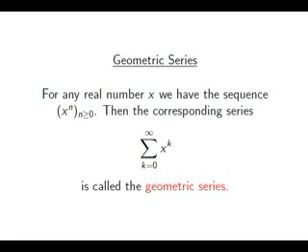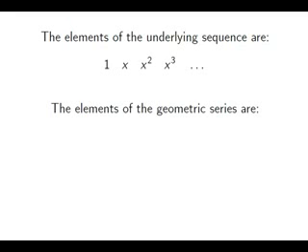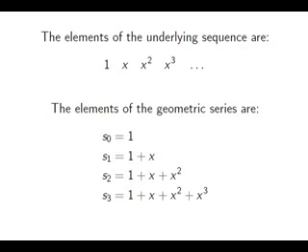As you know, the elements of a series are the partial sums of the underlying sequence. In our case, the underlying sequence is x to the power n with its elements 1, x, x squared, x cubed, and so forth. Therefore, the first few elements of the geometric series are 1, 1 plus x, 1 plus x plus x squared, 1 plus x plus x squared plus x cubed, and so on.